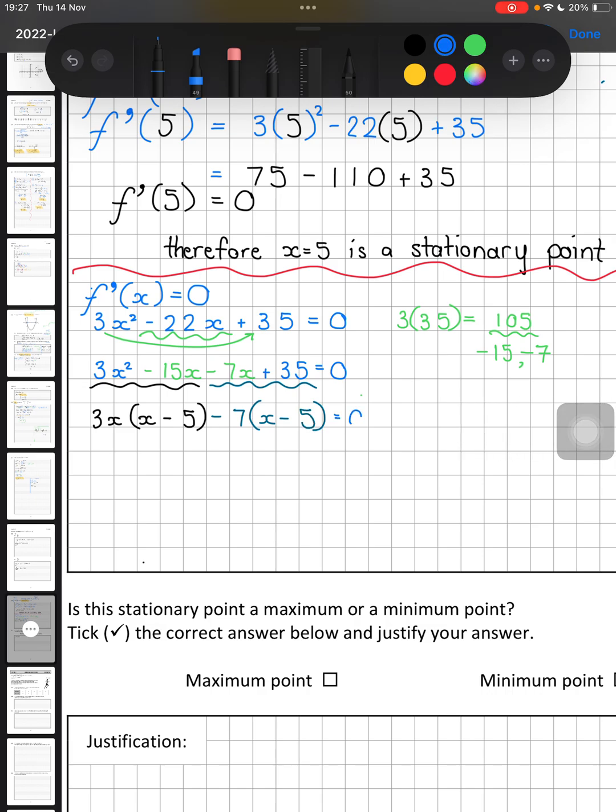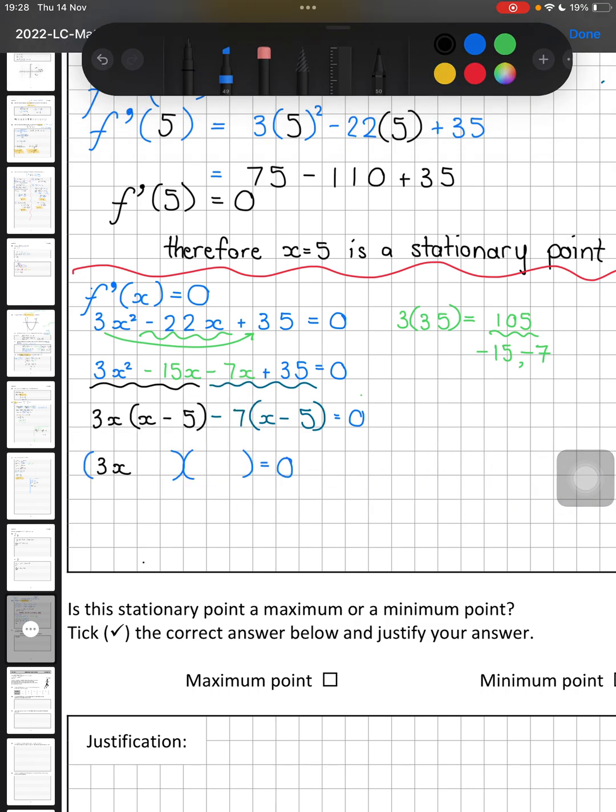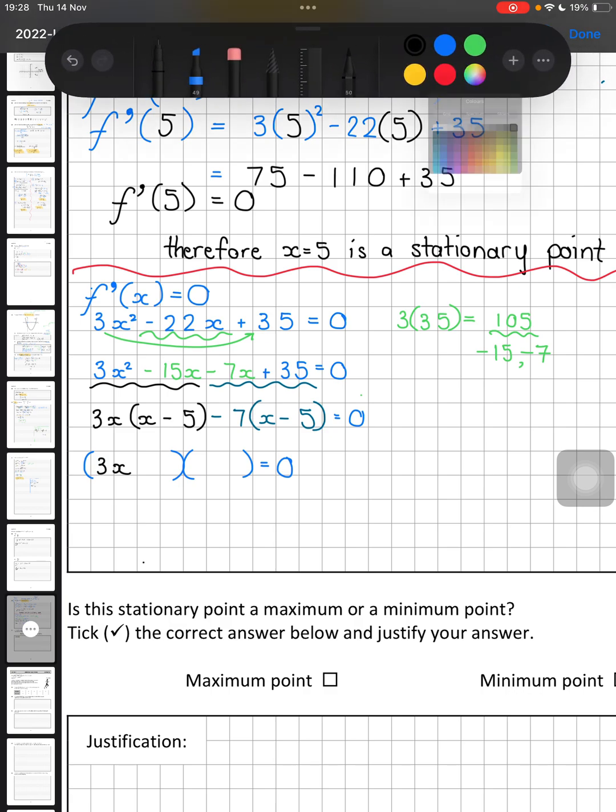Then the next step in this, so these are just steps that we learned in junior cert and then again when we did algebra in 5th year. My next step is to open up two brackets, put what was outside the two brackets in one bracket together, so my 3x and my minus 7. And then put what was common to the two brackets in the other bracket together, so my x minus 5.